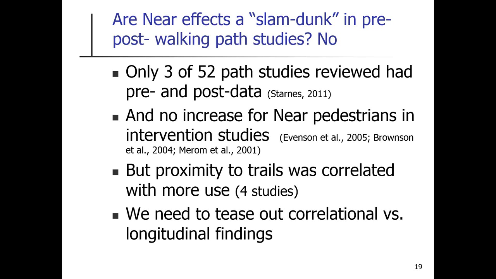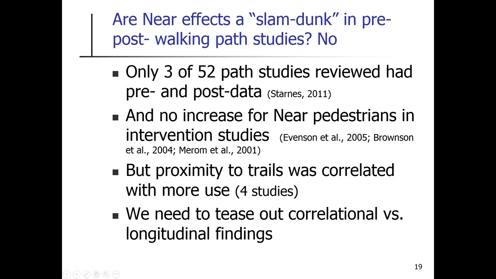The last review on this showed that we have a hard time getting longitudinal studies launched at all. Only 3 of 52 were longitudinal, and no increase for near pedestrians in the 3 intervention studies. But we know that from a correlational perspective, proximity to rails is correlated with more use. So we clearly need to learn more about how to tease apart correlational versus longitudinal findings. And maybe distance, the way distant, near, and far is set might account for some of it.